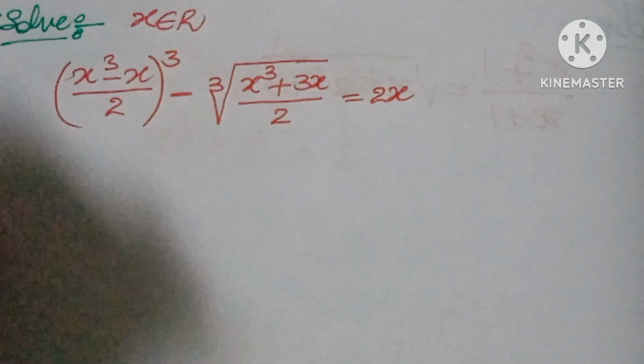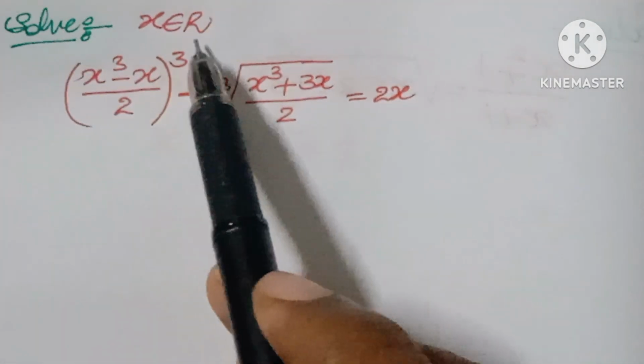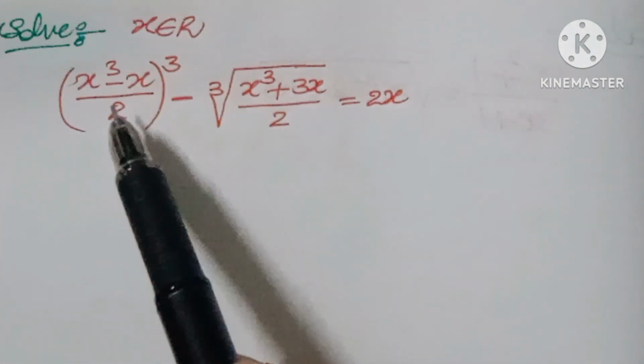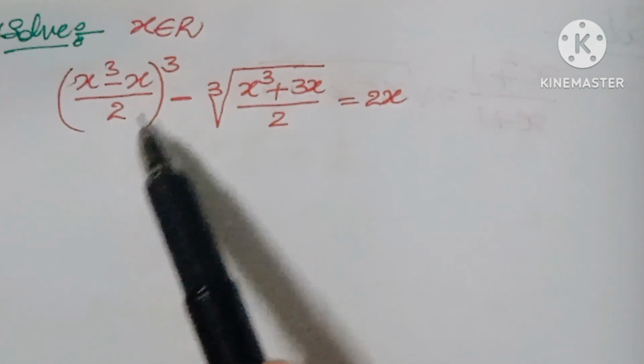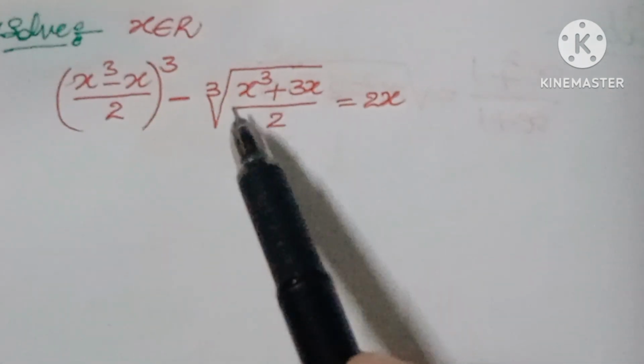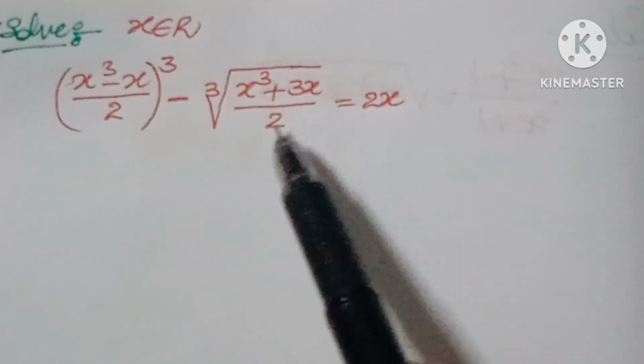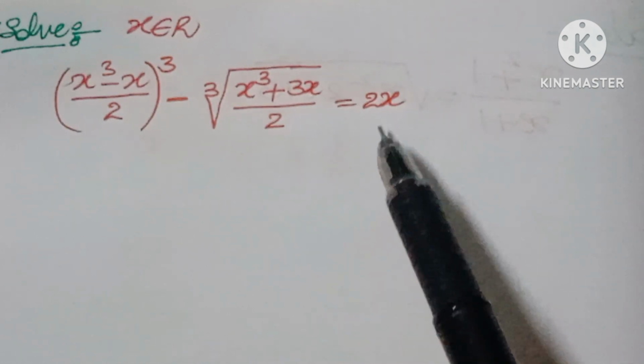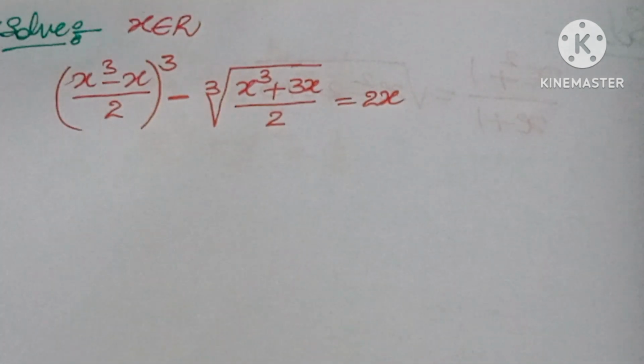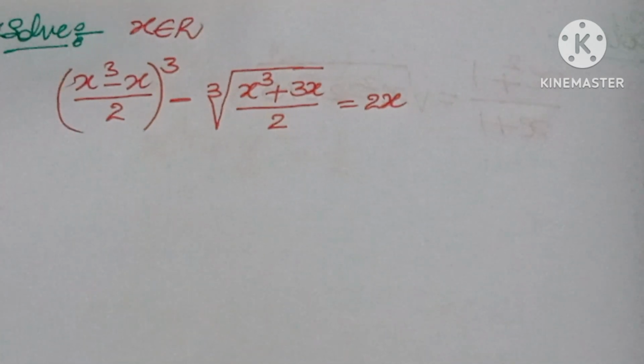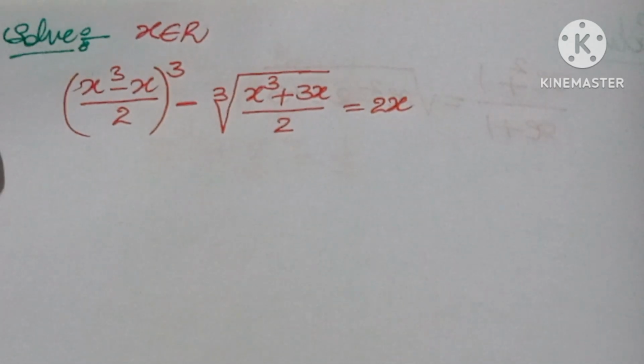Today we are going to see one Olympiad problem. Solve for x belonging to the real numbers: ((x cubed minus x) over 2) cubed minus the cube root of ((x cubed plus 3x) over 2) is equal to 2x. As you are going to solve this problem, pause the video for 10 seconds and try it.